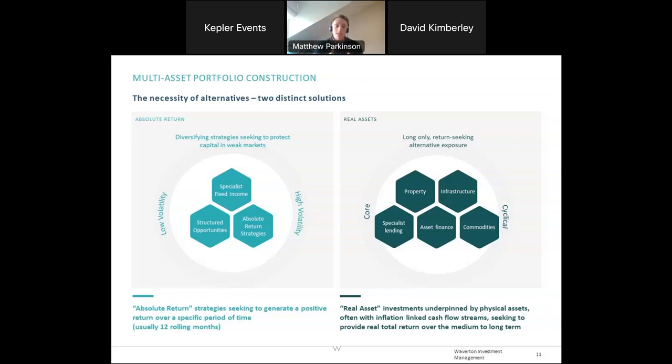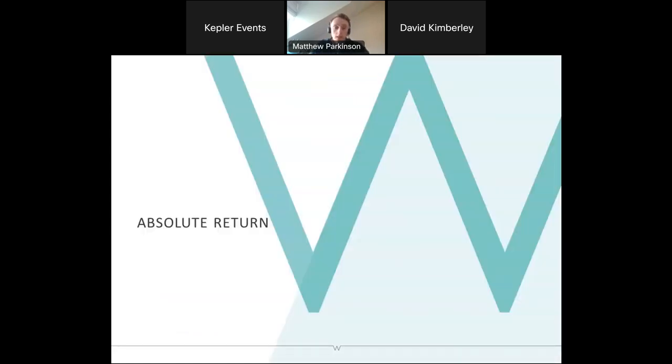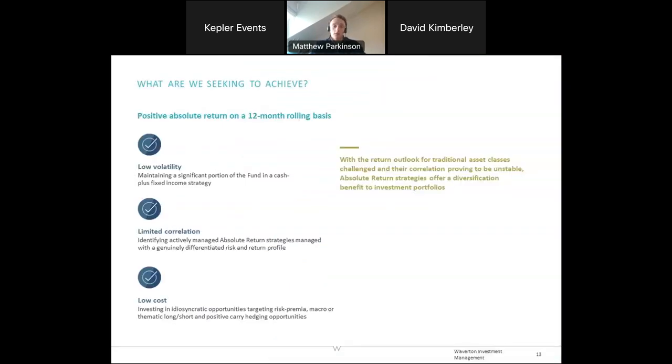So within the real asset allocation, we really are seeking to deliver a return akin to this over the longer term. And we define real asset investments as investments underpinned by a physical asset. They often have inflation-linked cash flow streams, which are then able to deliver positive real returns over the medium to long term.